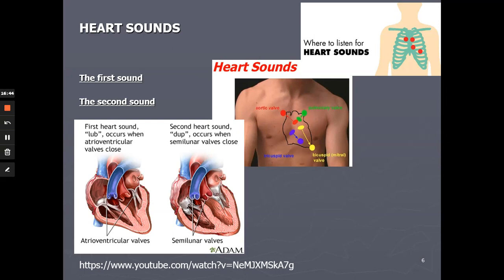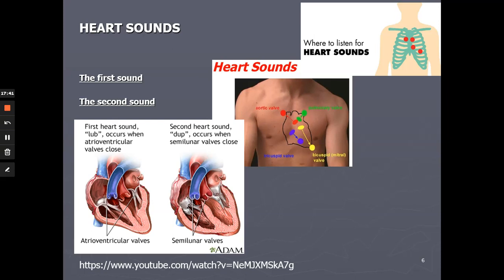So in a typical heartbeat, there are two major sounds, okay? And we call that the first sound and the second sound. So what you're hearing in a heartbeat is this thing that sounds like a lub dub. So lub dub, lub dub, lub dub. And the first sound is the lub, L-U-B. The second sound is the dub, D-U-B. Okay? The first sound, the lub, is when the atrioventricular valves close. Okay, they're snapping shut. And that's what you hear. You hear a lub. The dub is when the semilunar valves close.